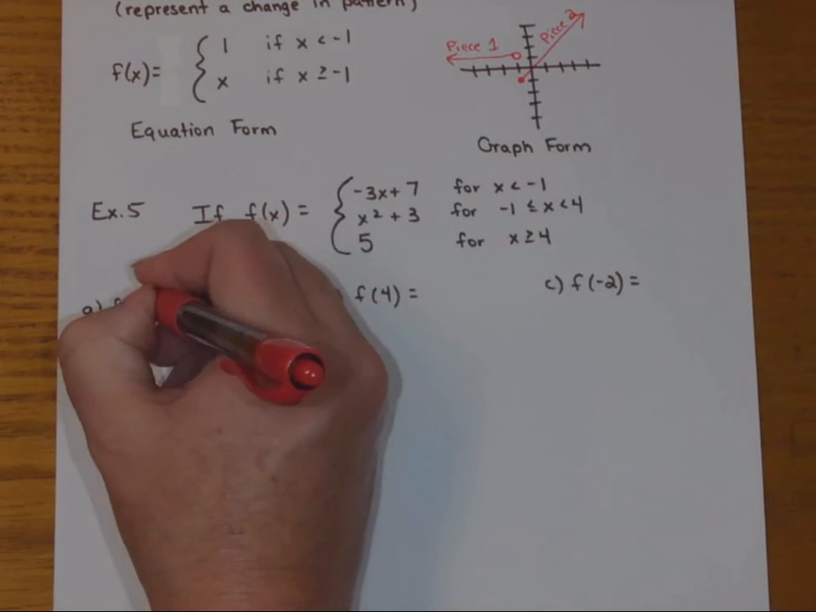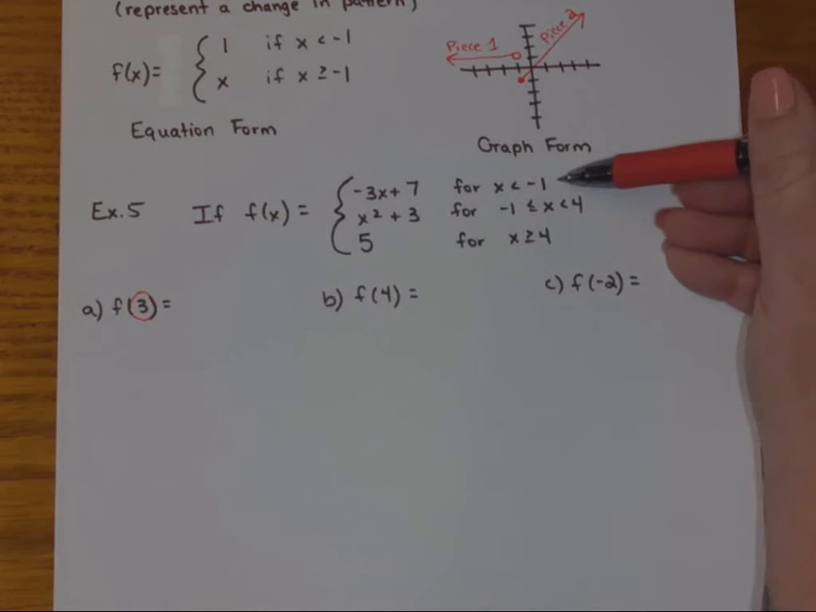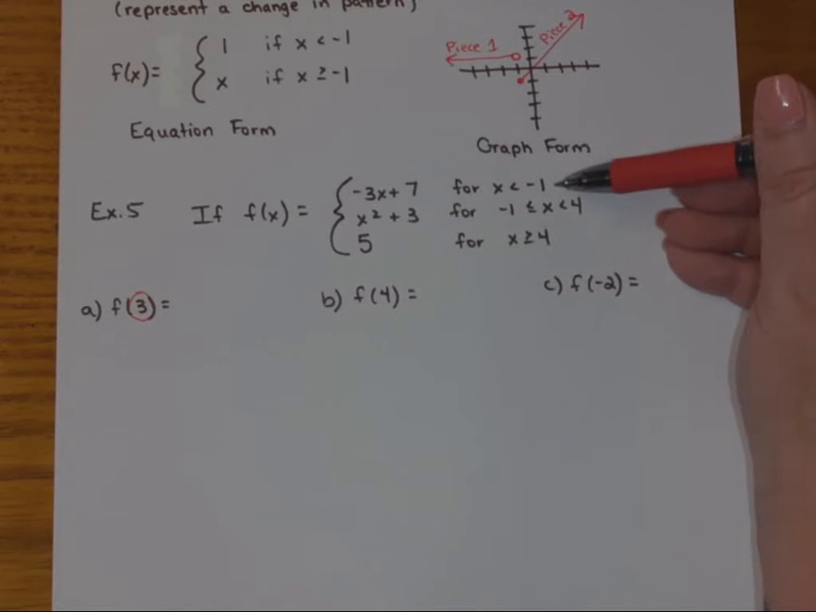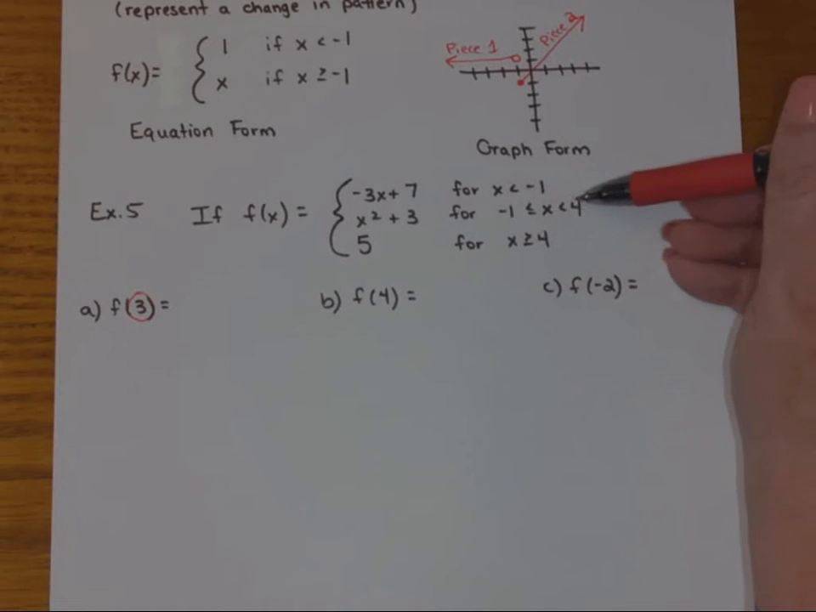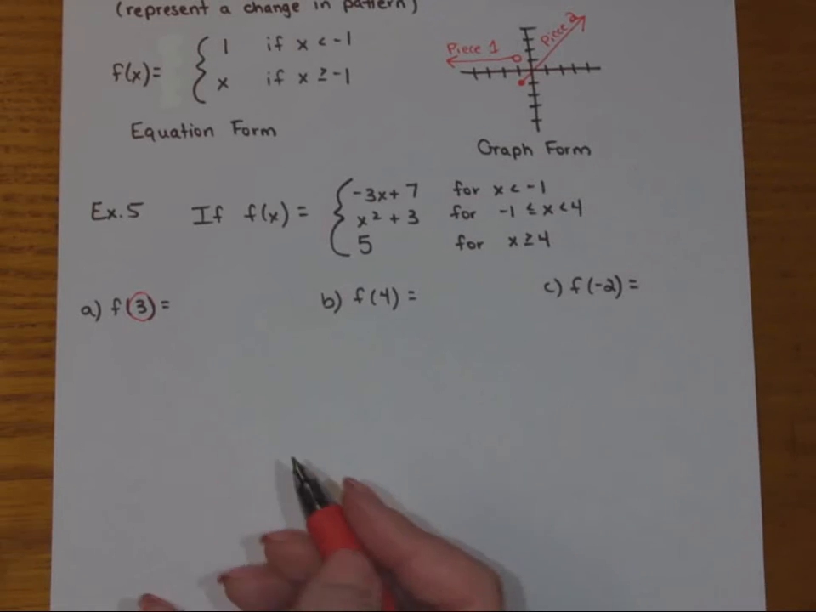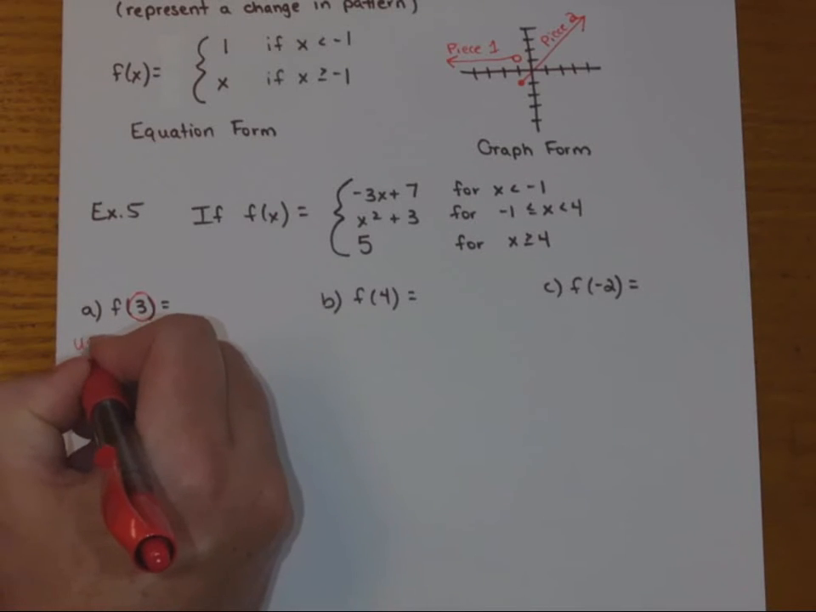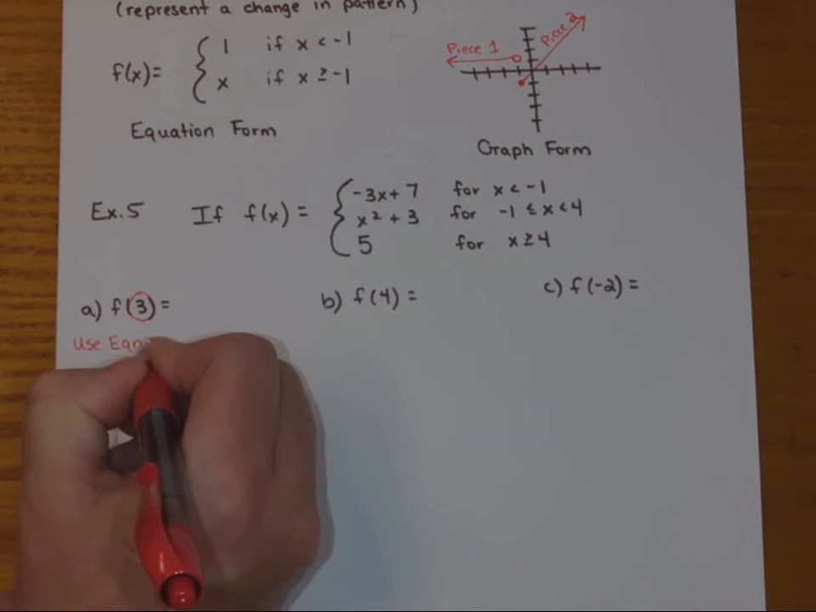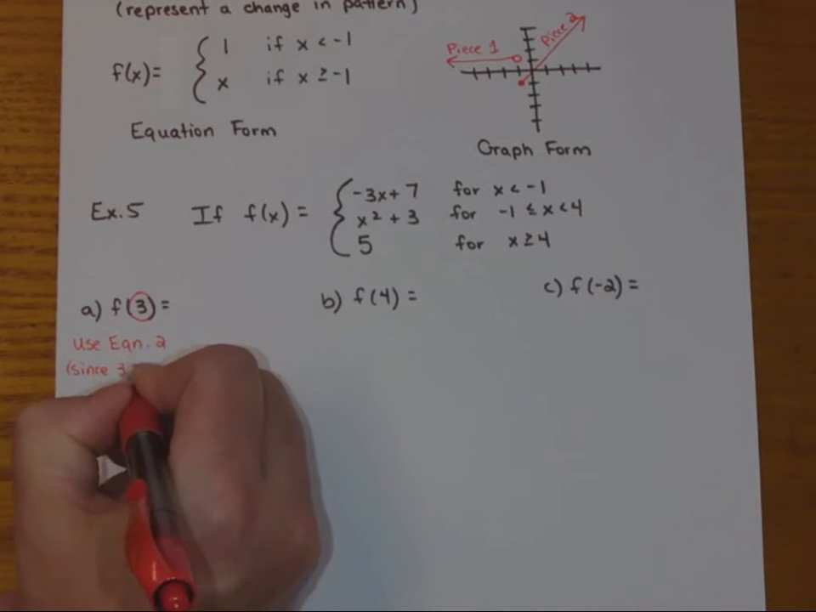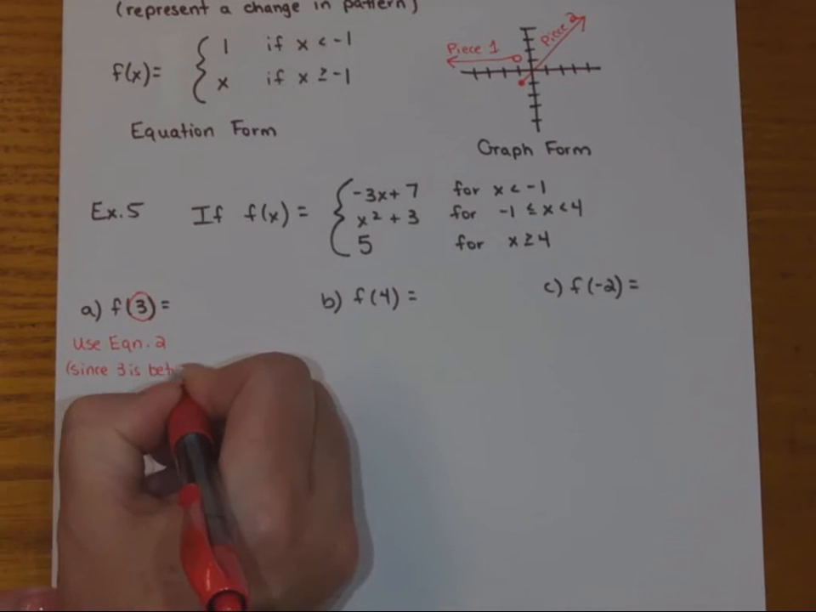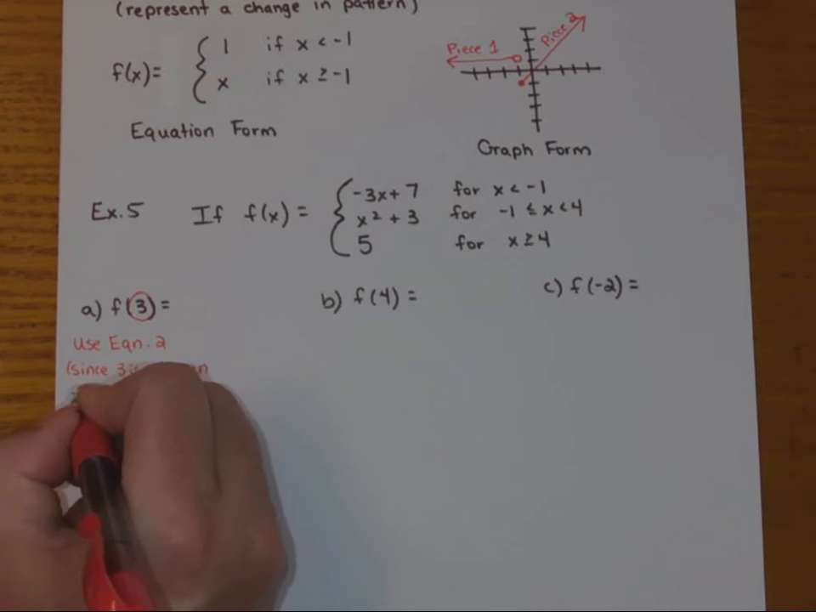So notice here my x is 3. You just run through the list. Is the x I'm using in part A less than -1? So is 3 less than -1? Definitely not, so I don't use that equation. Move on to option number 2. Is 3 in between -1 and 4? The answer to that is yes, so I will use equation 2, since 3 is between -1 and 4.